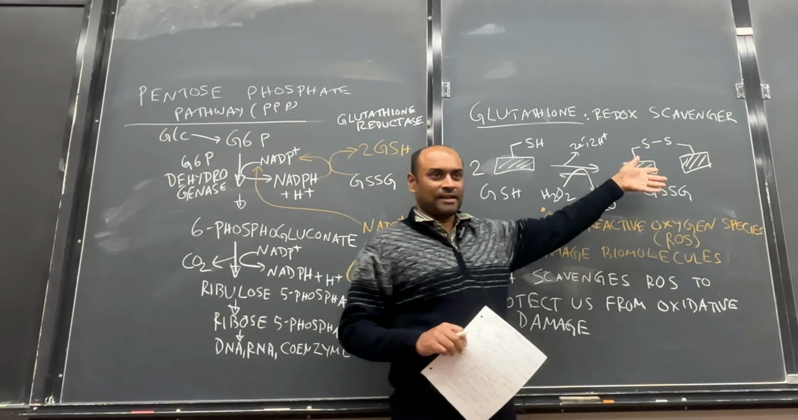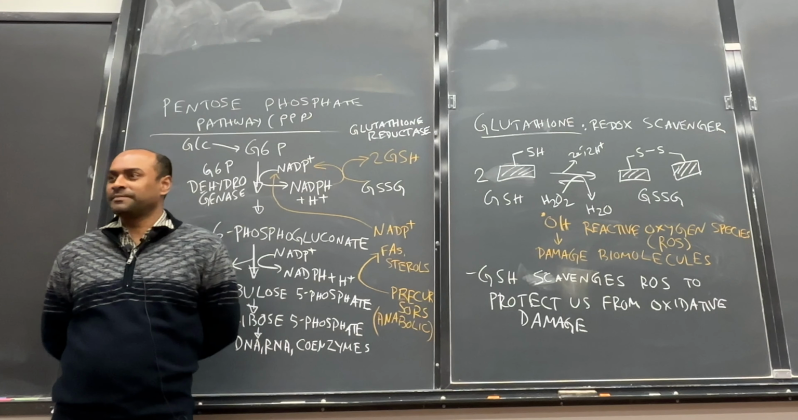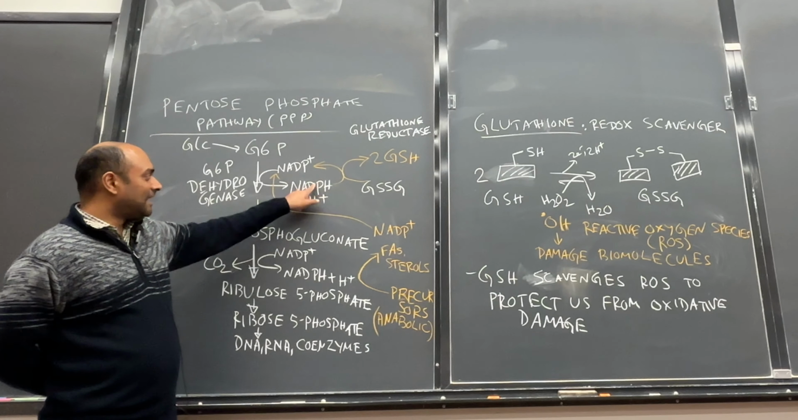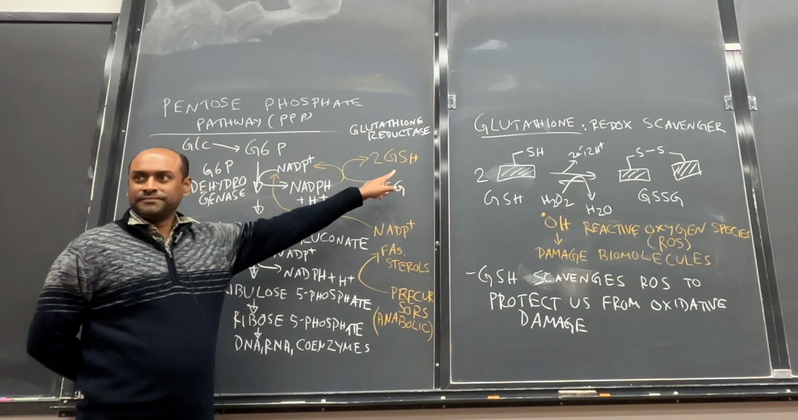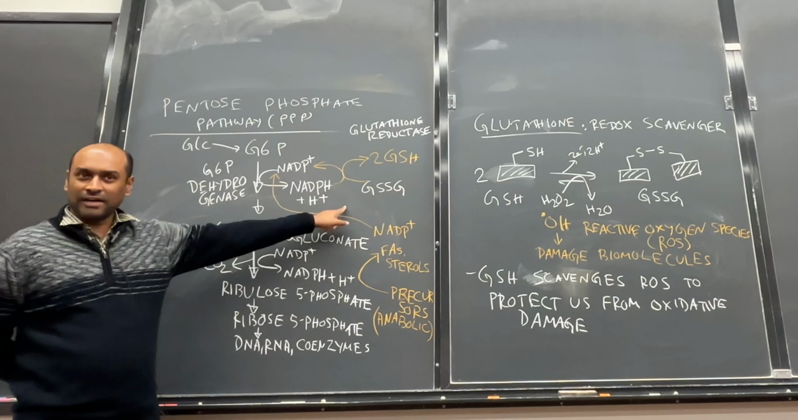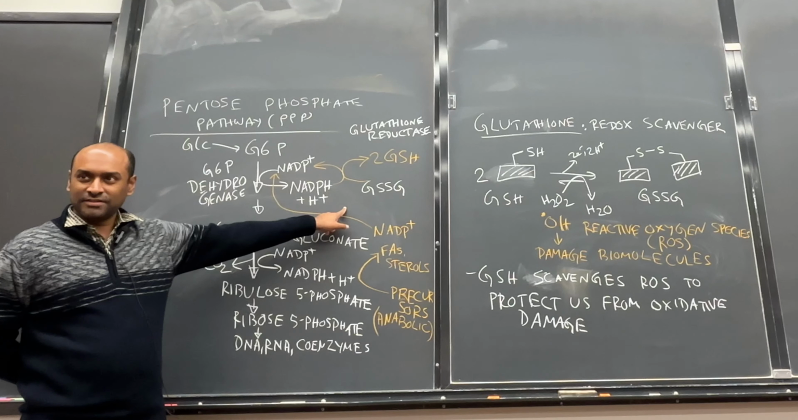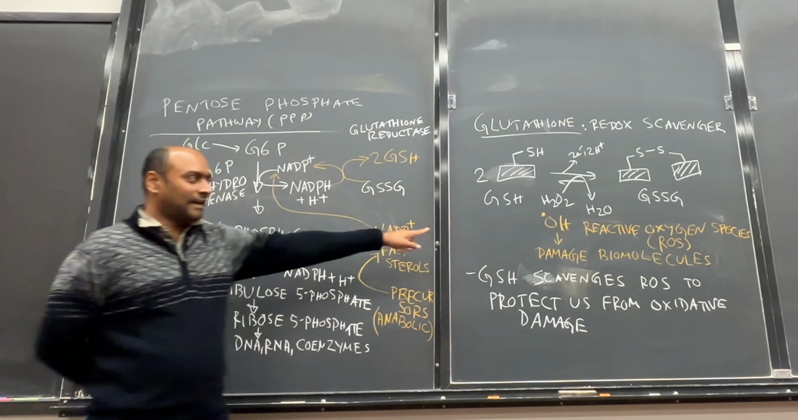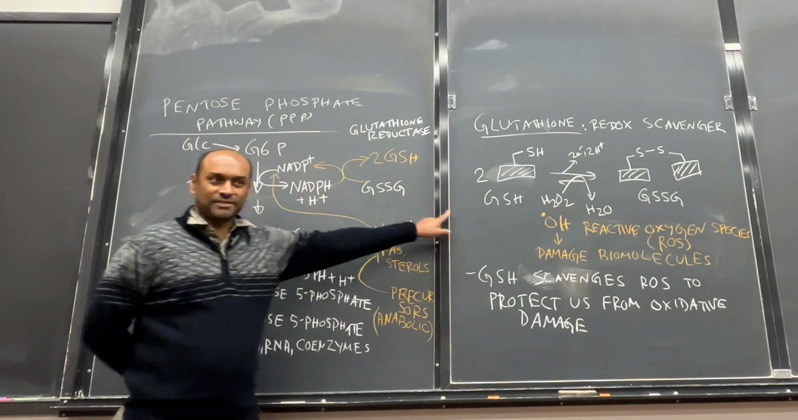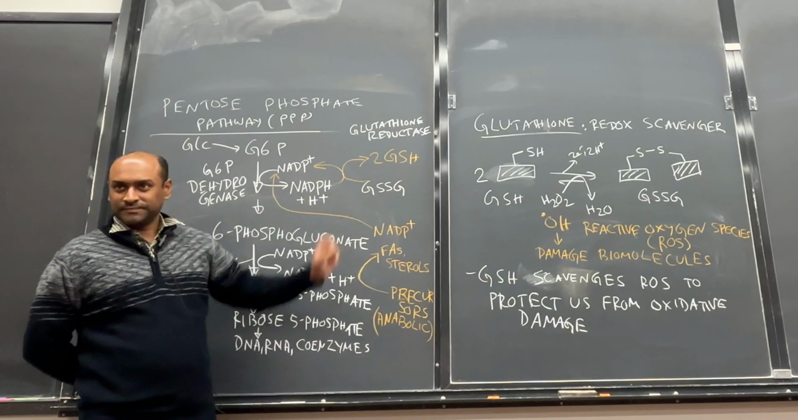So how do we solve that problem? We reduce it back, right? And how do we reduce it? So we use NADPH to reduce it back. So if we do not have, you see the big picture now, if we do not have NADPH, then we will be attacked by reactive oxygen species because there is no glutathione to protect us.